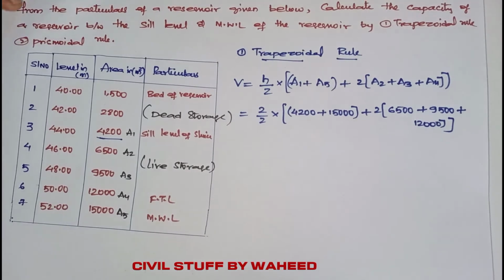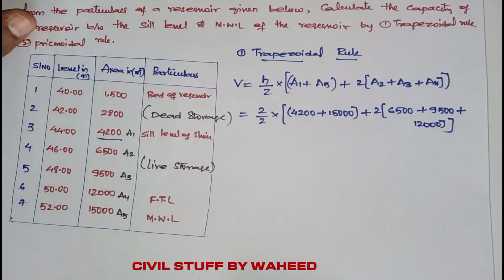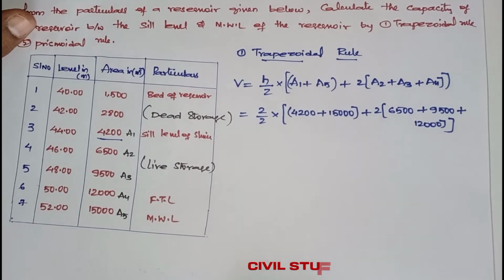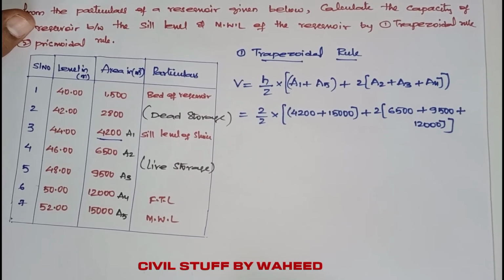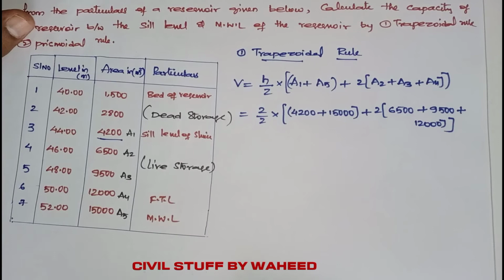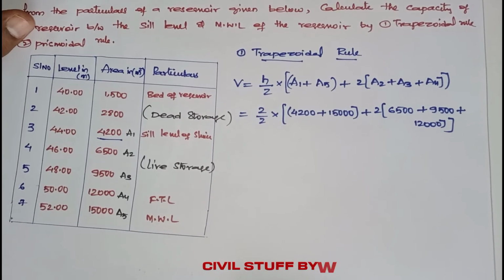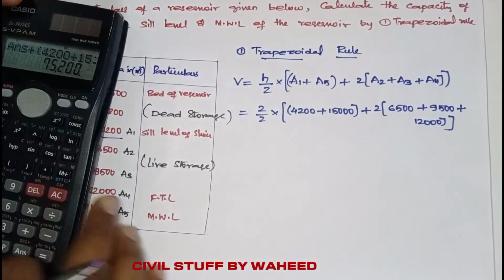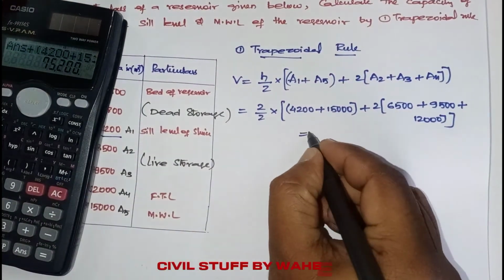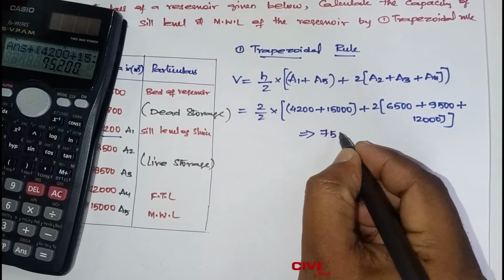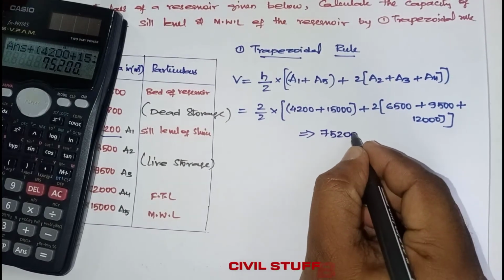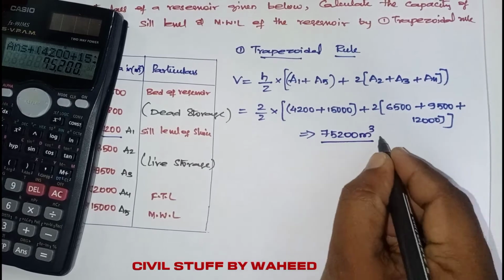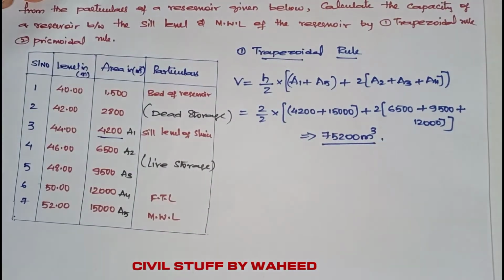Upon calculation, 6500 plus 9500 plus 12,000 into 2 plus 4200 plus 15,000. If you multiply 2 by 2 it is 1. So the capacity of the reservoir is 75,200 cubic meters. This is the capacity of the reservoir.